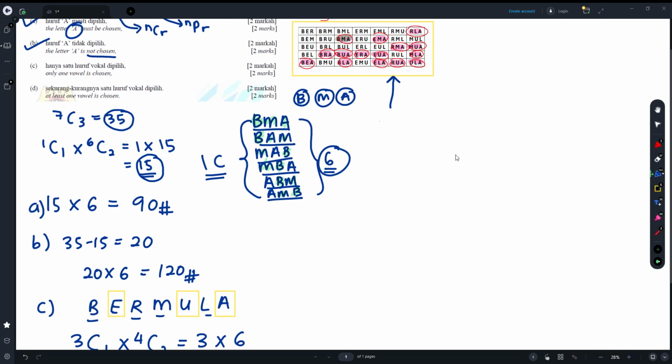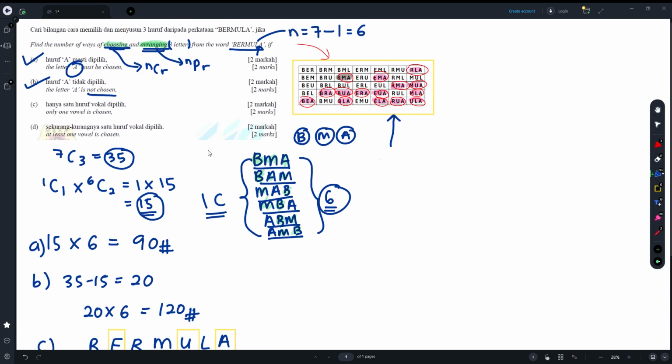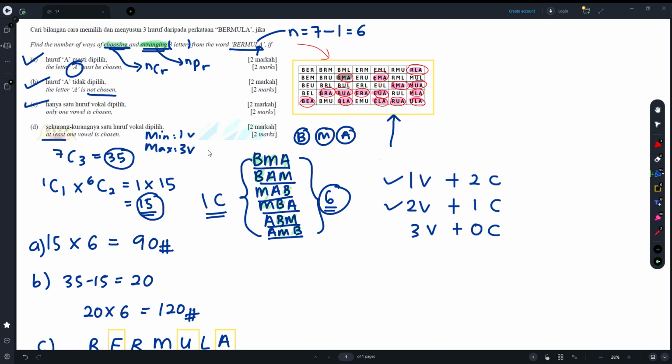Okay, so let's move further to part D, the last one. We want at least one vowel to be chosen. At least, please take note. So the minimum must be one vowel. Maximum it can go up to all the vowels, which is 3 vowels. So we're going to do one vowel plus 2 consonants, or 2 vowels plus 1 consonant, or 3 vowels plus no consonants. So we're going to do the breakdown for all 3 of them.